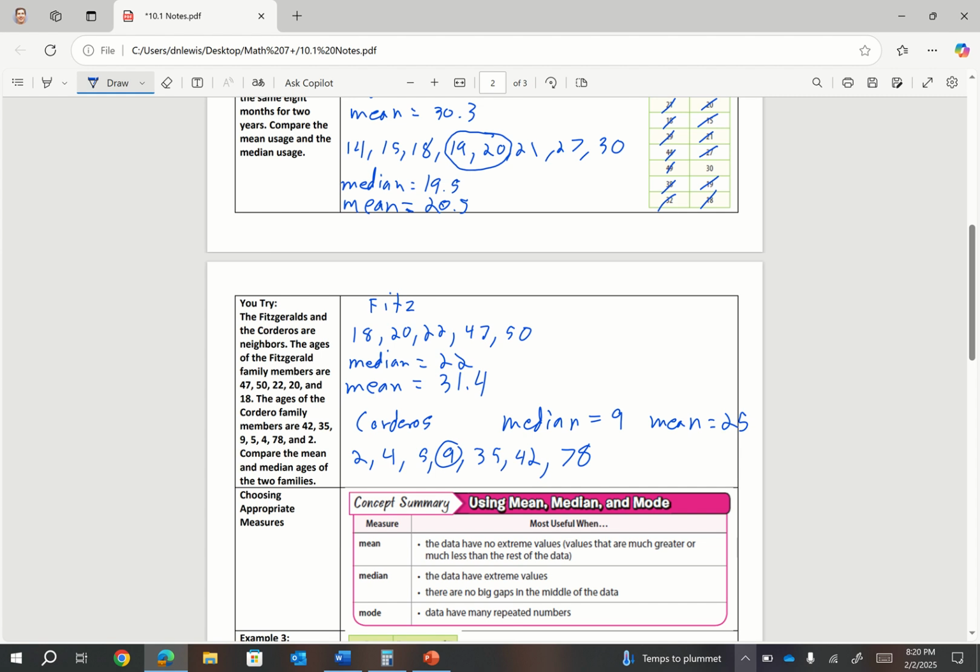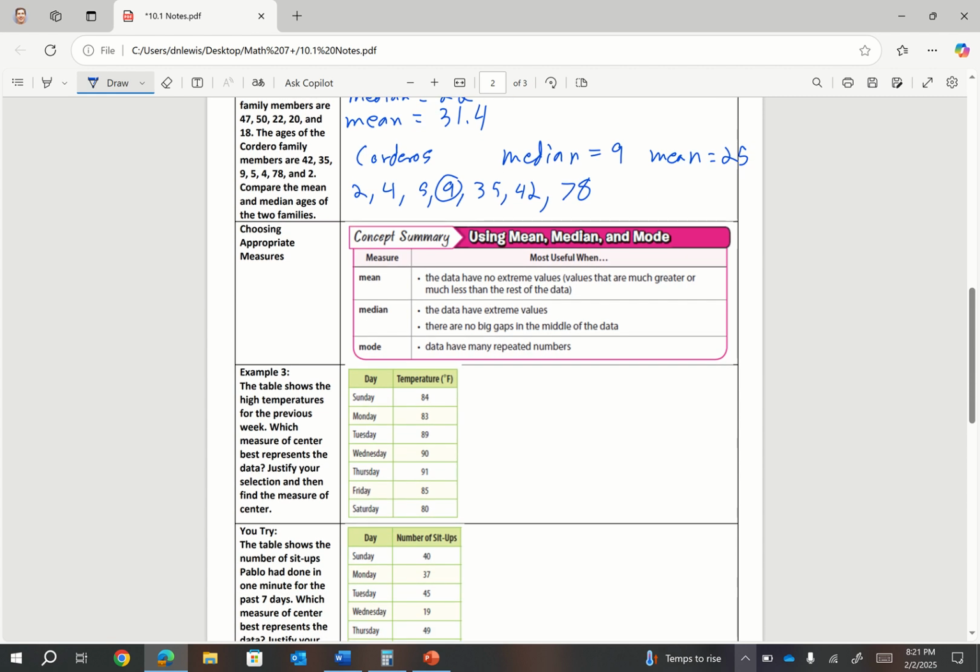Okay, so some statements we can make. The averages are not too far off. We could say the ages of the two families are pretty close together, but that median of 9 versus 22 tells us that the Corderos have much younger children in their household than the Fitzgeralds.